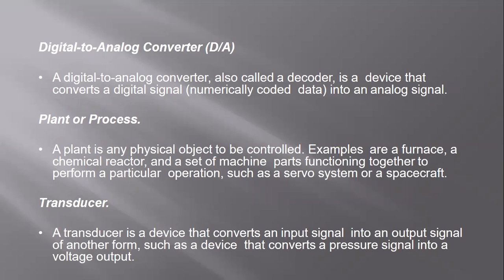an analog signal. The plant or the process is any physical object which is to be controlled. Examples are a furnace, a chemical reactor, and a set of machine parts functioning together to perform a particular operation, such as a servo system or a spacecraft. A transducer is a device which will convert an input signal into an output signal of another form, such as a device that converts a pressure signal into a voltage output. So, this explains the various blocks of the digital control system.